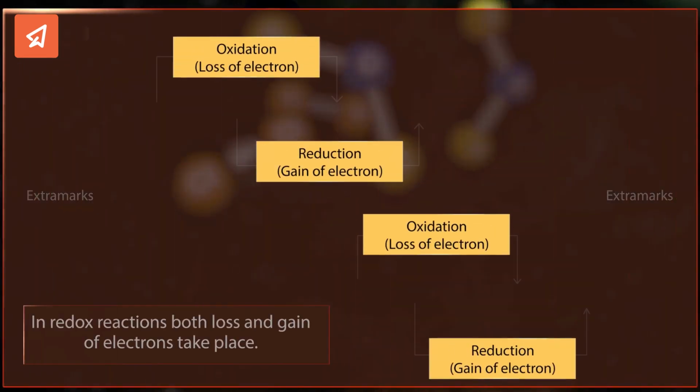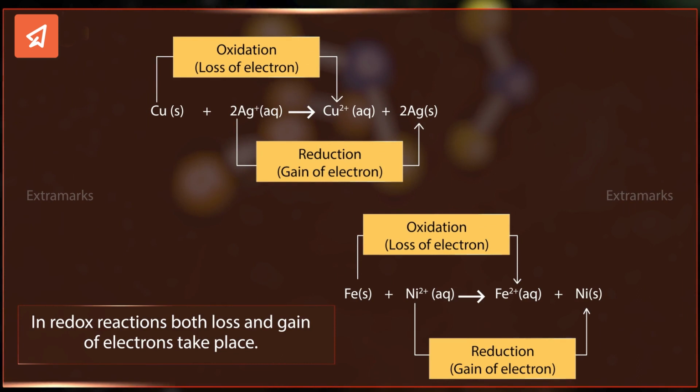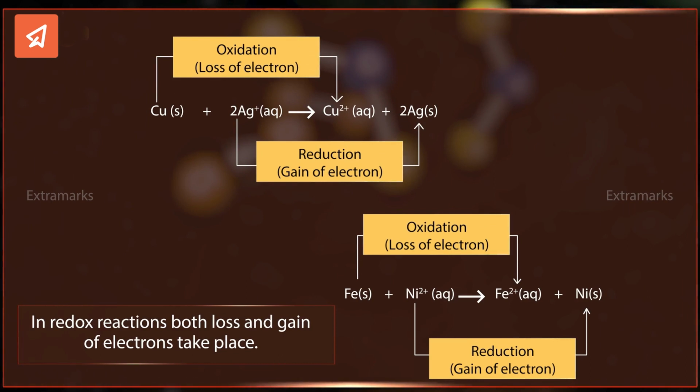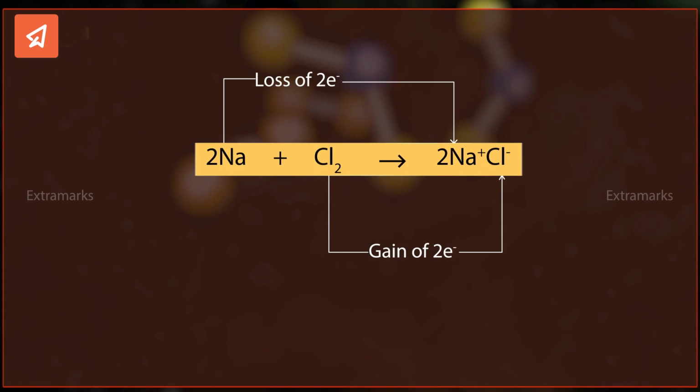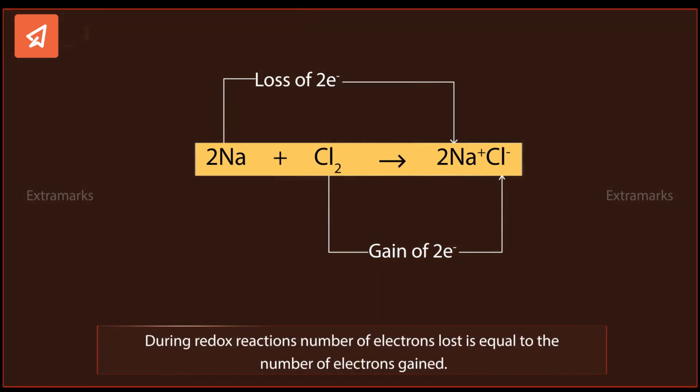Since redox reaction involves both oxidation and reduction, therefore, in redox reactions, both loss and gain of electrons takes place. Here are some examples of the same. Remember, during redox reactions, number of electrons lost is equal to the number of electrons gained.